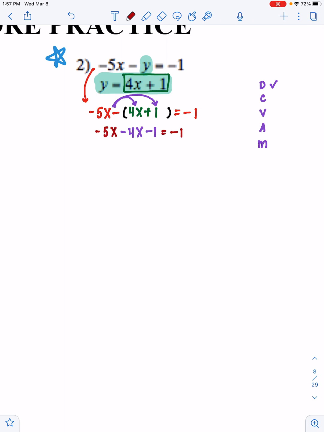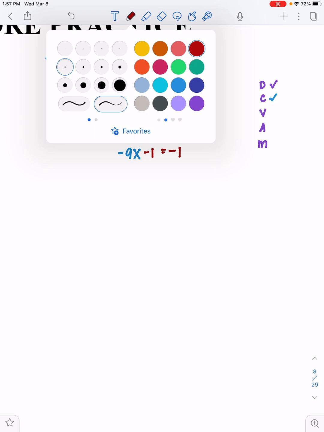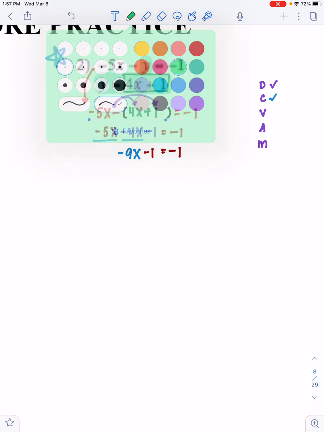-5x equals -1. All right, after distribution, always combine like terms. I have a -5x and a -4x. -5 plus -4 gives us -9x. Let's bring everything else down. A lot of people freak out here. Okay, well, not yet. Let's get to this next one.